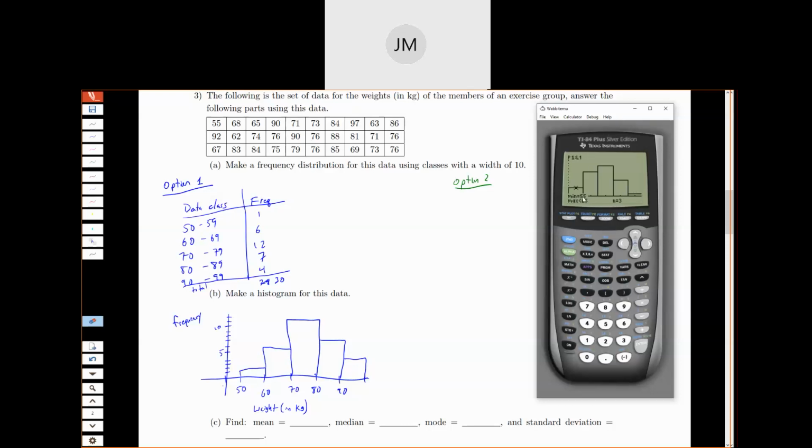All right, and it tells me what each of these bars, what the class starts at. So it says 55 to less than 65. Since we have whole numbers, I'm just going to say 55 to 64.